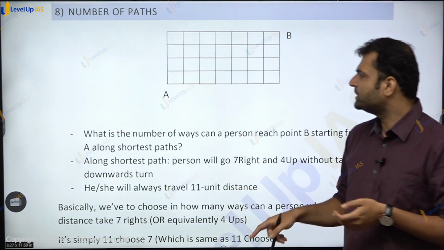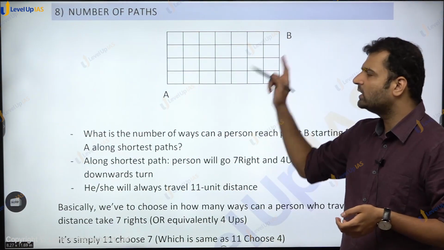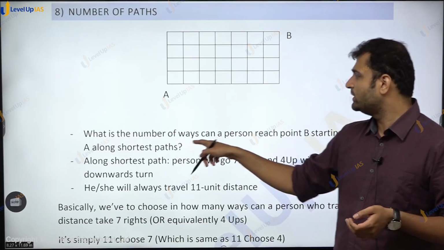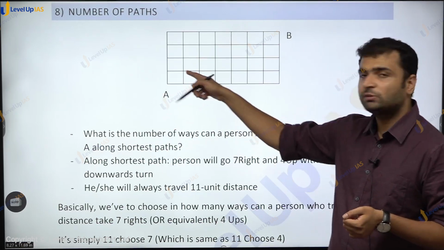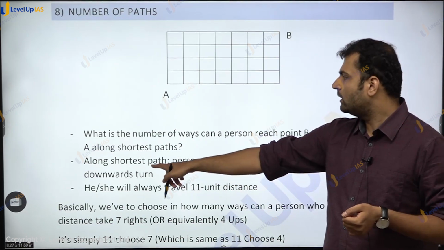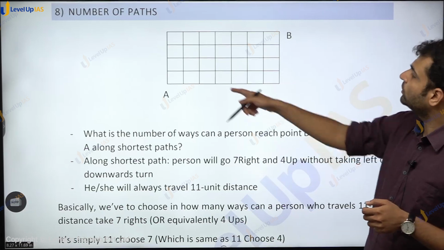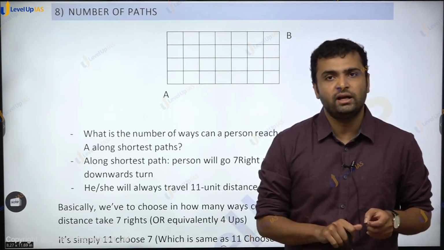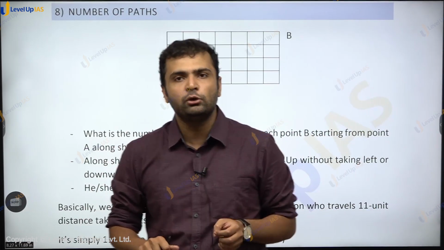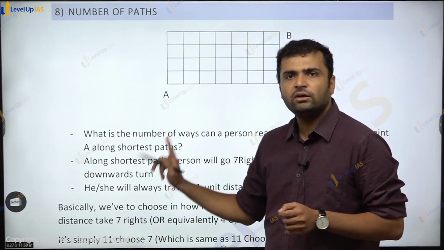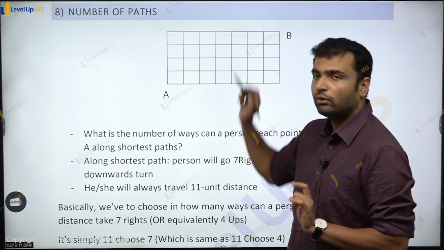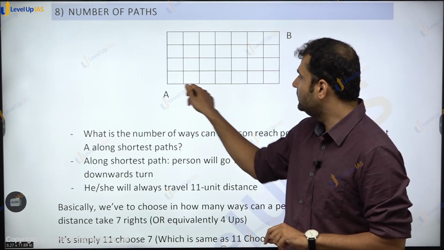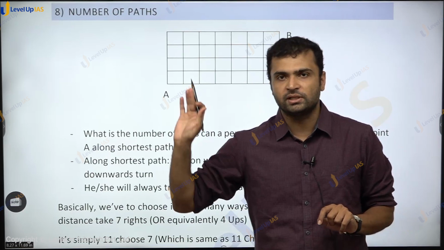See, the question is: A is here, B is here. What is the number of ways a person can reach point B starting from point A along the shortest path? Along the shortest path, the person has to go from A to B, and he can only go right or up. Not left, not down. And he has to go along these straight lines, not through the middle.